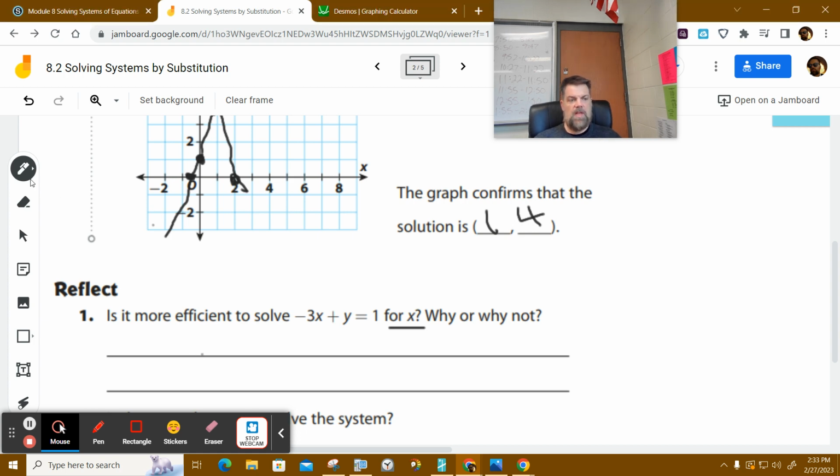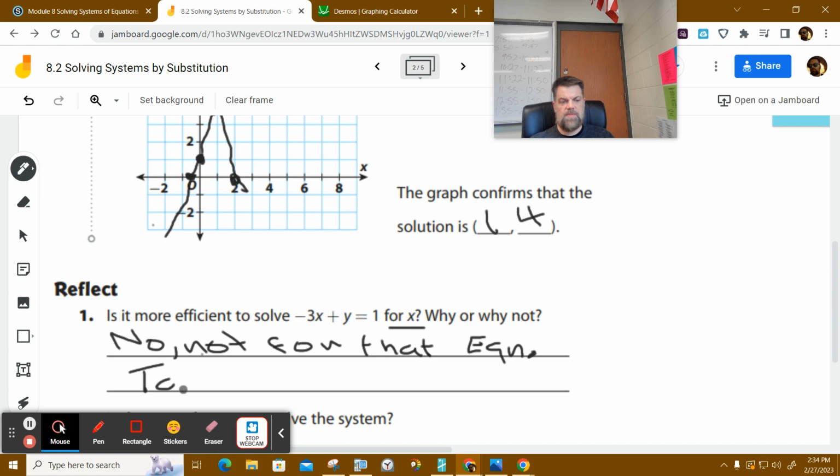So the short answer is not in this case. So just say no, not for that equation. Takes more steps.